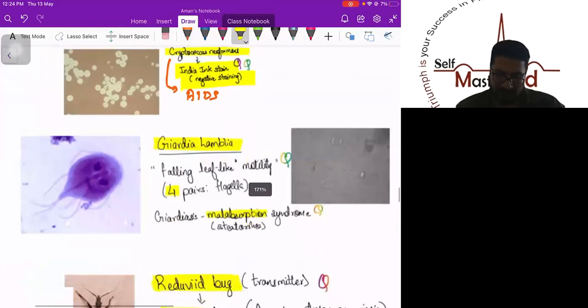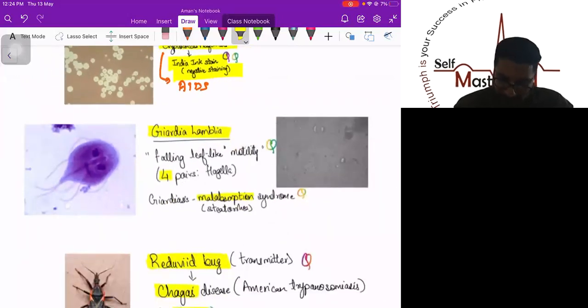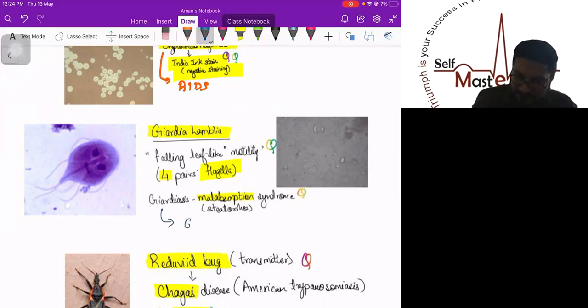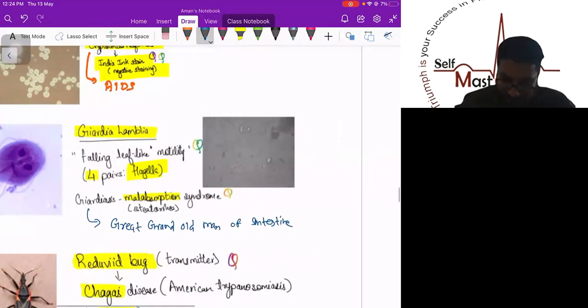If I talk about falling leaf-like motility, you will see four pairs of flagella in Giardia, and it can lead to malabsorption syndrome. This Giardia is also called the great grand old man of the intestine. So for Giardia lamblia, what you should remember is that it can lead to malabsorption syndrome.